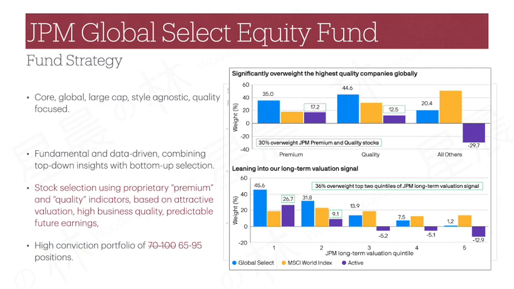This document provided a bit more insight on the stock selection criteria, which is based on premium and quality indicators, with attractive valuation, high business quality, and predictable future earnings being three important factors to consider. This is supported by graphs showing the fund having significant overweight on the factors that they look at compared to the broad MSCI World Index. The document also shrunk the portfolio conviction size to 65 to 95, though that is not far off.